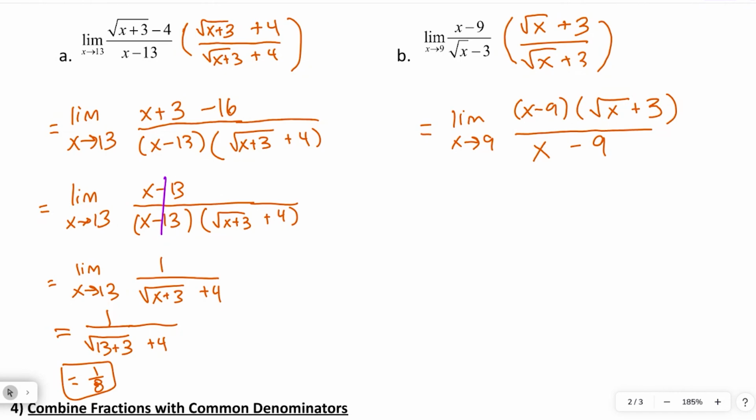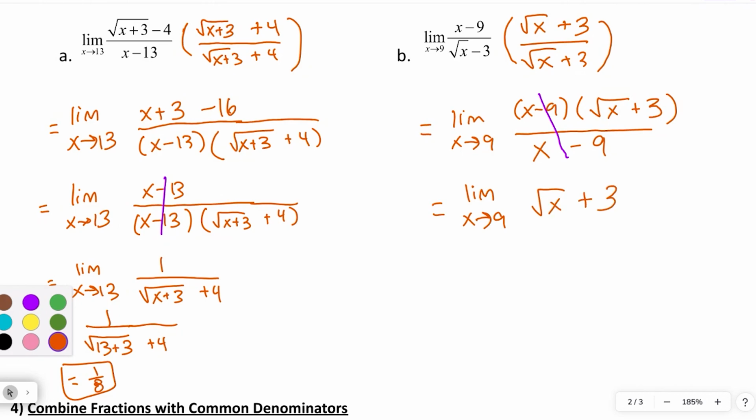And that's what you're hoping is going to happen, because now we've got those factors that can reduce to 1. And these two reduce to 1. So the limit as x approaches 9 of, in this case, just root x plus 3, we don't even have a fraction here, so there should be no problem plugging in 9. So we get the square root of 9 plus 3, which is 3 plus 3, which is 6.